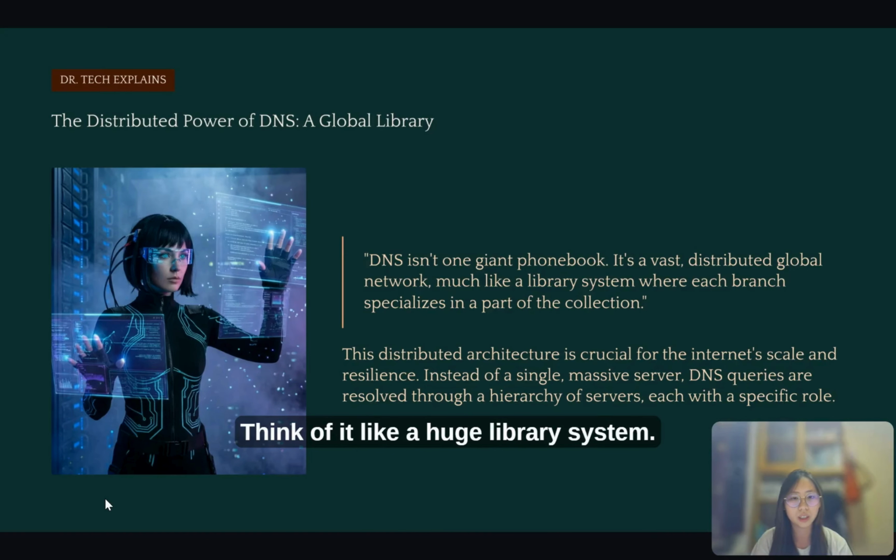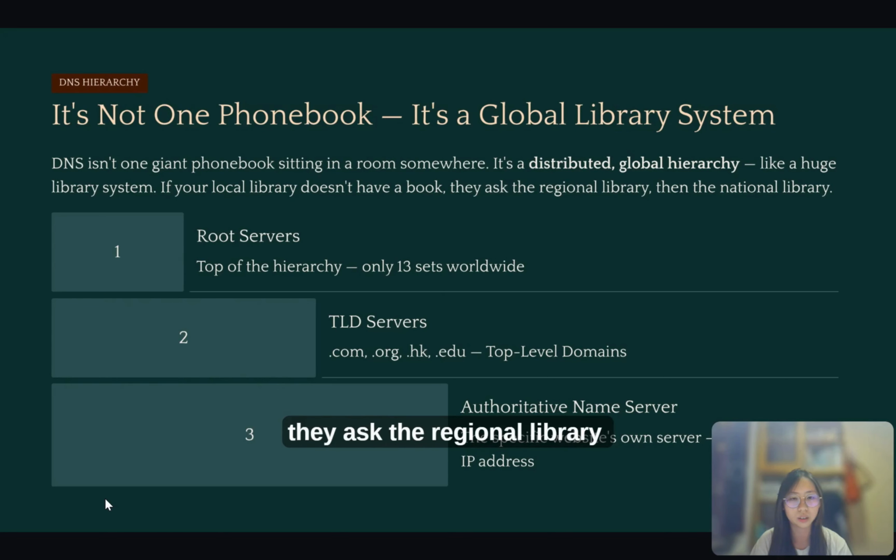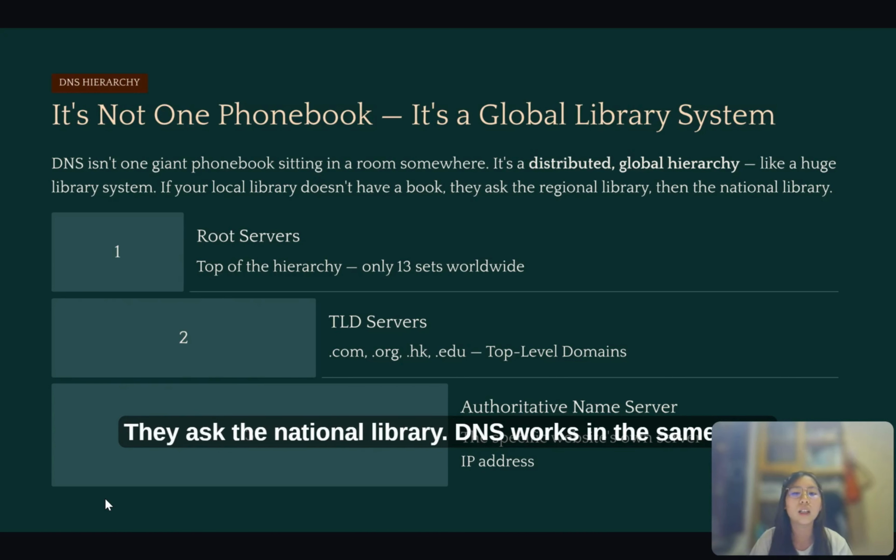Think of it like a huge library system. If your local library does not have a book you want, they ask the regional library, and if that library does not have it, they ask the national library. DNS works in the same way.